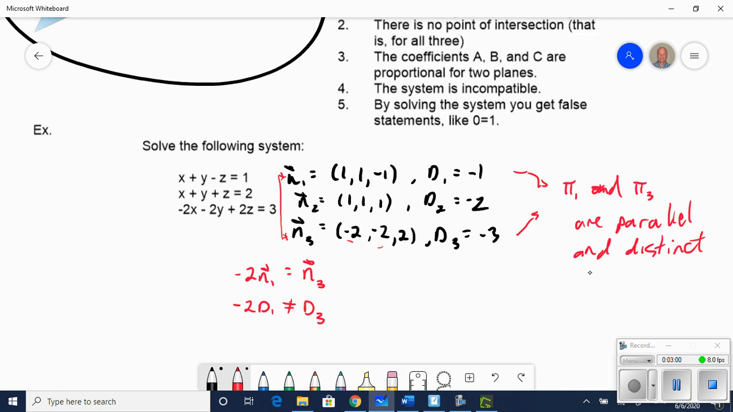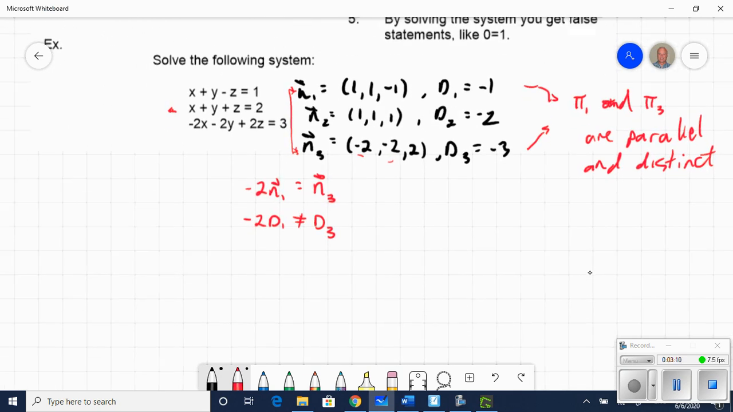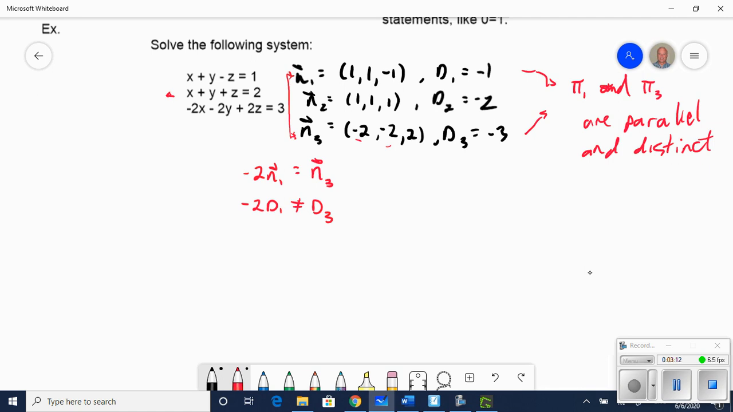All right, good. Now, if the second plane doesn't fit that parallel and distinct relationship, we have to think that they must intersect in a line. So let's consider plane 1 and plane 2. Plane 1 is x plus y minus z equals 1, and plane 2 is x plus y plus z equals 2.